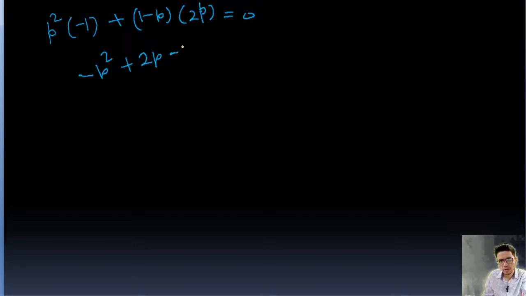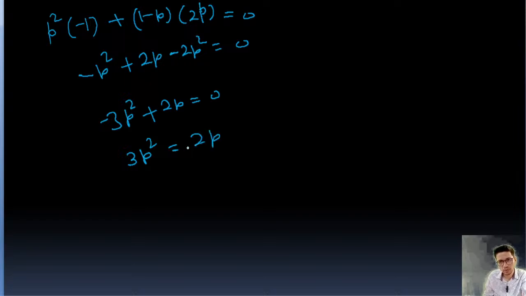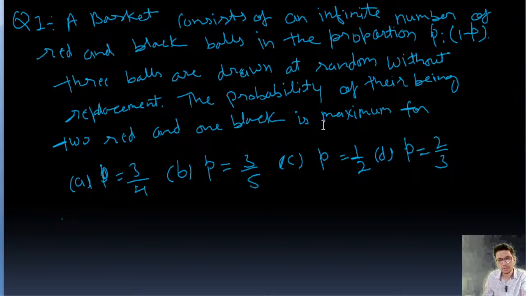minus 2p square is going to be 0. So this is minus 3p square plus 2p equal to 0. So from here 3p square is equal to 2p, and p will get cancelled. So the value of p is going to be 2 by 3. Okay, so this is the answer, guys. 2 by 3. Which option is matching? 2 by 3 means option D is matching.